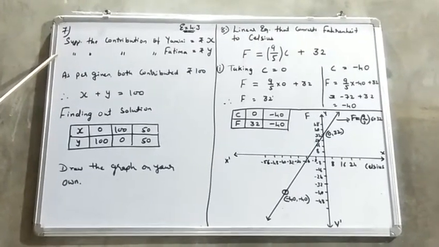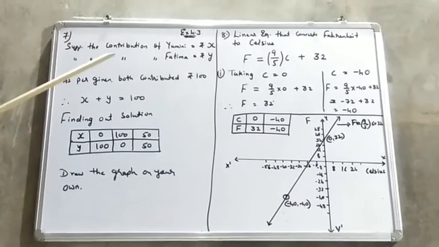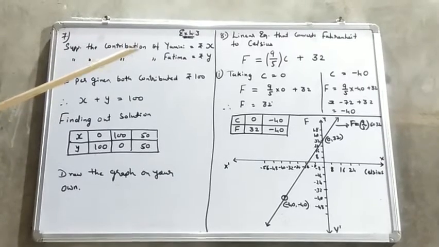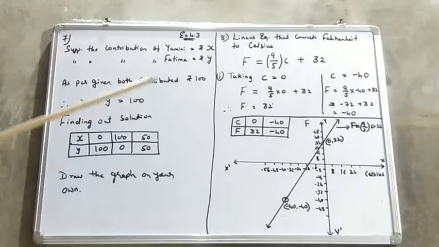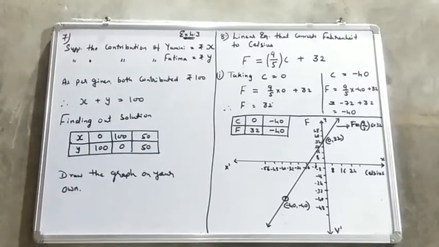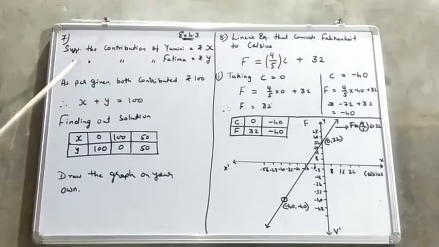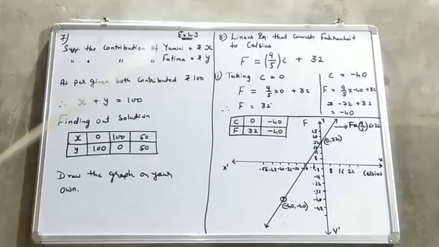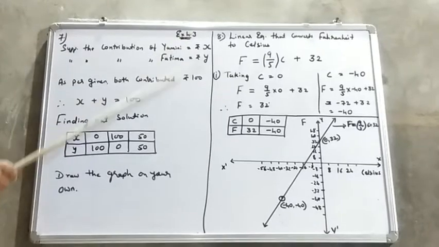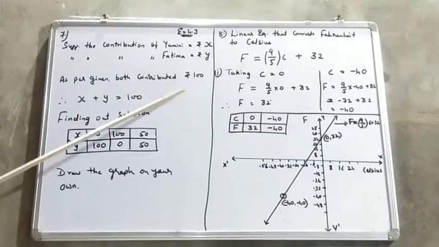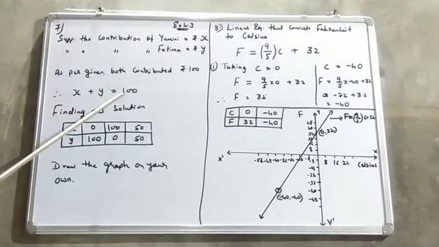Reading out the question from the book, it is given that Yamini and Fatima contributed some amount of money towards the relief fund of an earthquake. We have to form a linear equation on the given information and even draw the graph. Suppose the contribution of Yamini is rupees X and that of Fatima is rupees Y. As per the given information, together both of them contributed rupees 100. So the linear equation which satisfies the given information may be X plus Y equals 100.